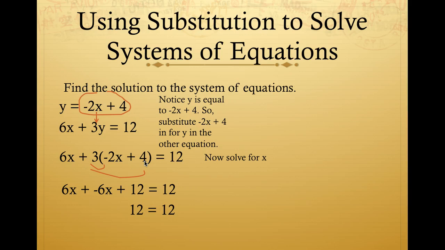This means that we do not have one solution. We will either have infinite solutions or no solutions. When you end up with something that is true, 12 equals 12, or 0 equals 0, or 5 equals 5, what this is saying is there will be a solution to these two equations only when 12 is 12. Well, 12 is always 12. So what that means is every point in common will be a solution.